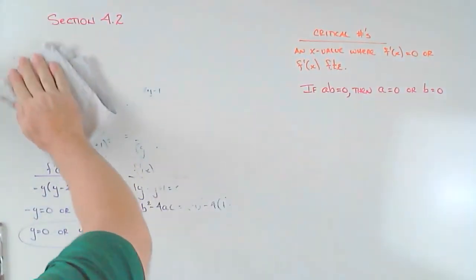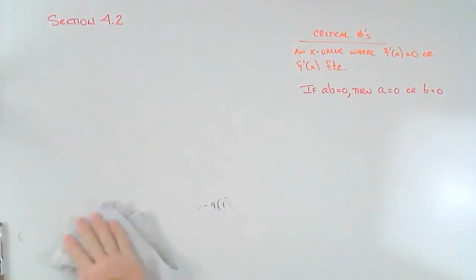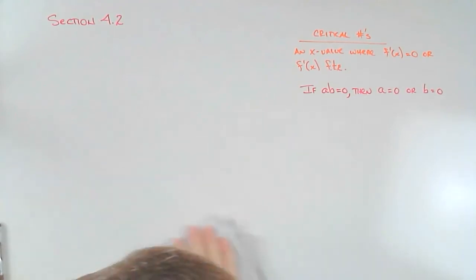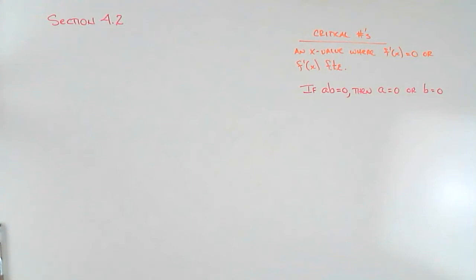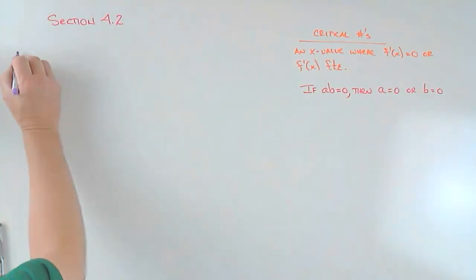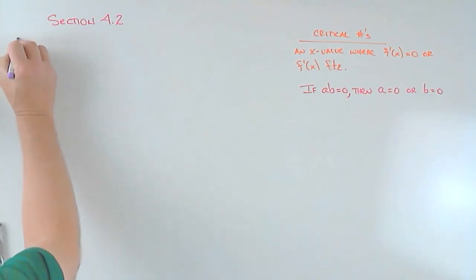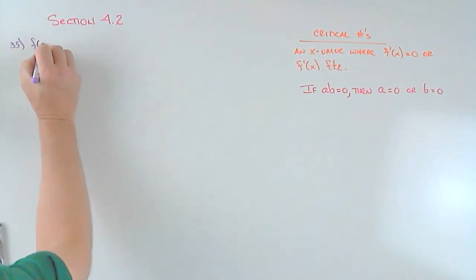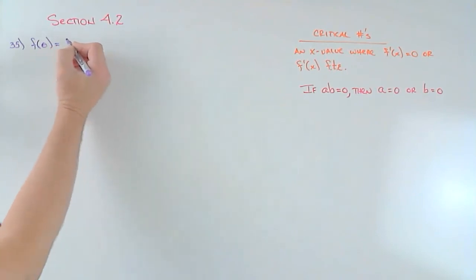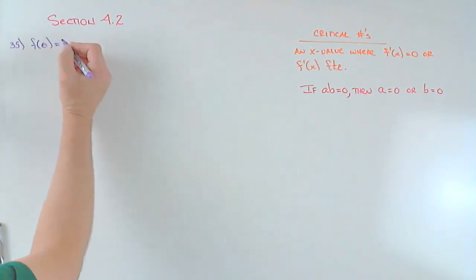So that was number 29. That involved a quotient. The first one involved a polynomial. Let's go ahead and jump down here and take a look at number 35. It involves trig functions, right? So 35 says f of theta equals 2 cosine theta plus sine squared theta.